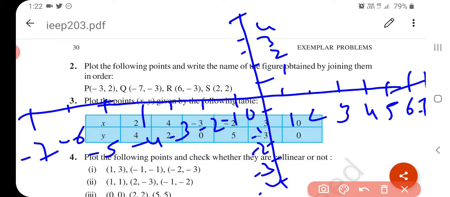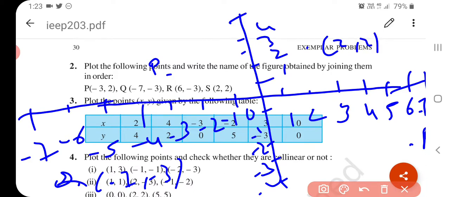-3 and 2 is here. So it's your P point. Okay, (-7, -3). So -7 and -3 is here. (6, -3): 6 is here and -3 is here. This is your R. This is your Q. And (2, 2): so (2, 2) is here.